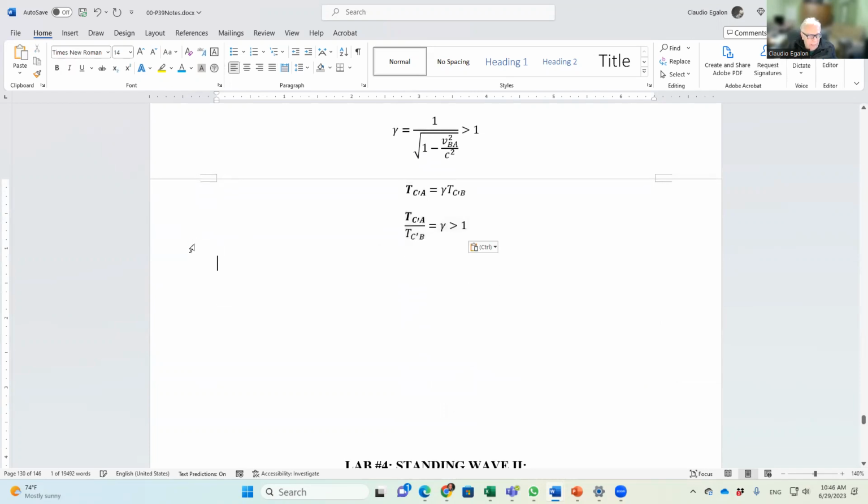Consequently, the period of the moving clock with respect to referential A, the period that the observer in referential A measures for the moving clock, is going to be greater than the period that the observer in referential B measures for the same clock. Okay, that's what we call time dilation.